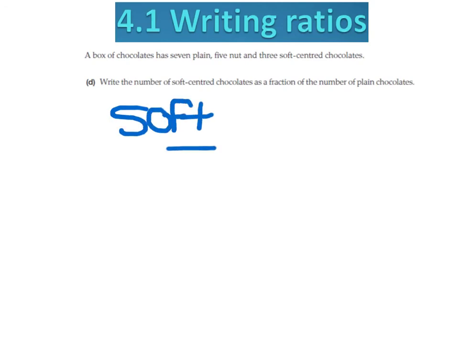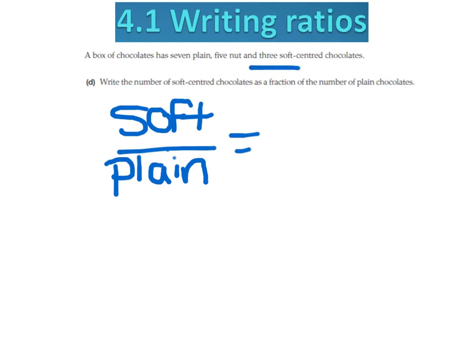and because it asks us to do a fraction out of plain, it's actually not a ratio that we're specifically writing. If I read the information from above, I have 3 soft and 7 plain. As both of them are prime numbers, I can't simplify it any further. So that's the end of this one, writing ratios.